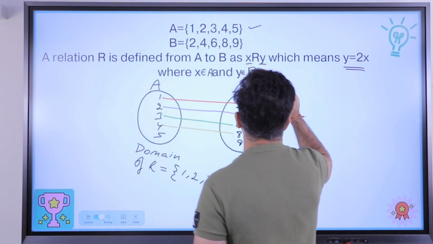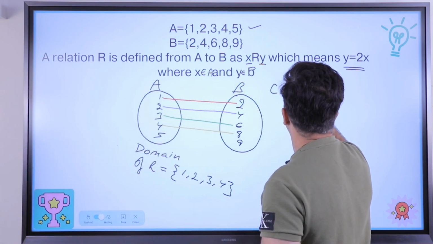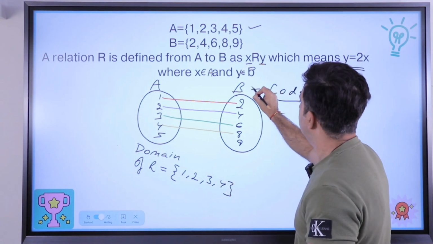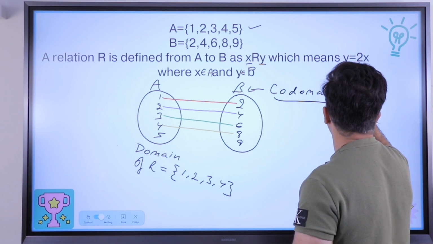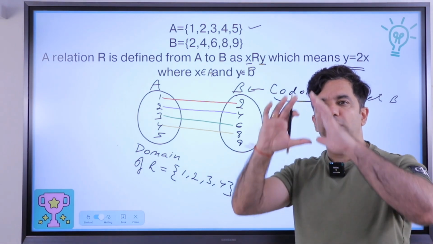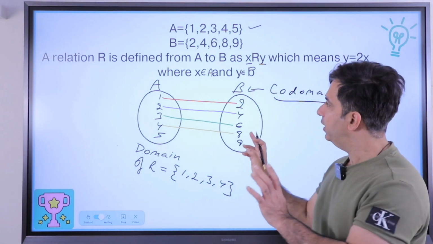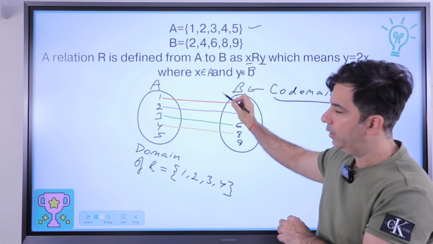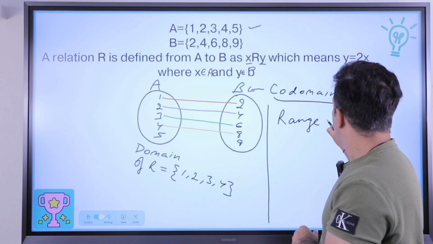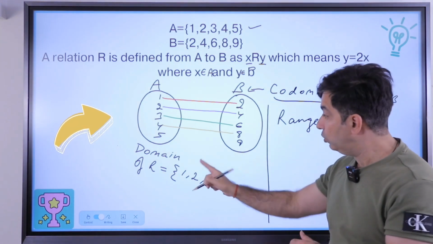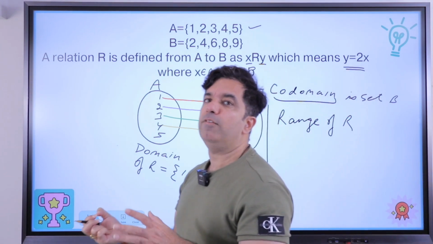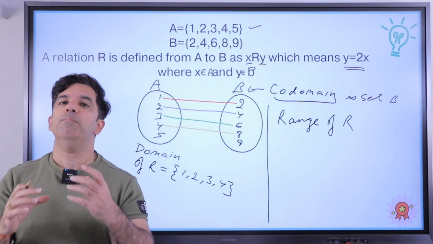Now comes the next name, which is codomain. Codomain is simply set B. We don't need to worry about this name much. Codomain is the complete set B. Nothing special. It's just another name of the other set B. But the interesting name which comes is the range of this relation. These two names are interesting because they would come in so many questions, ultimately in functions, and we are going to use these two names many times.